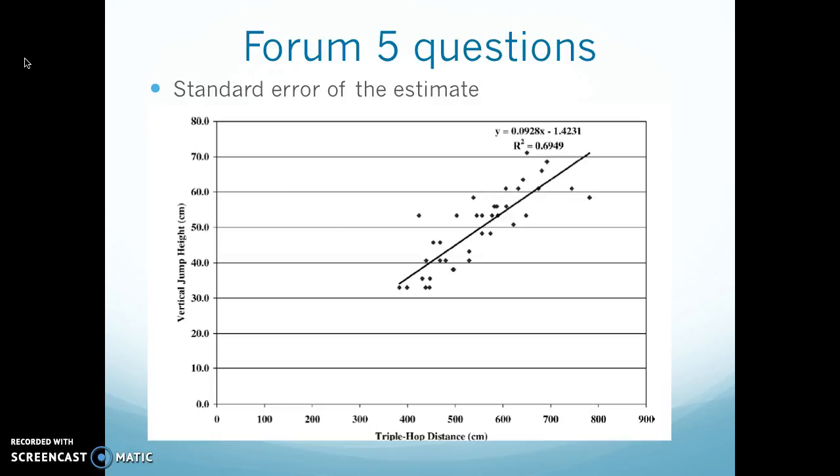Lastly, I'd like to revisit the standard error of the estimate in a linear regression. In this slide, we have some example data that attempts to correlate vertical jump height to performance on a triple hop distance. From the data points, we can visually see that the data appears to move upward in a linear fashion. Standard error of the estimate is a measure that tells us about the fit of the line to the data.